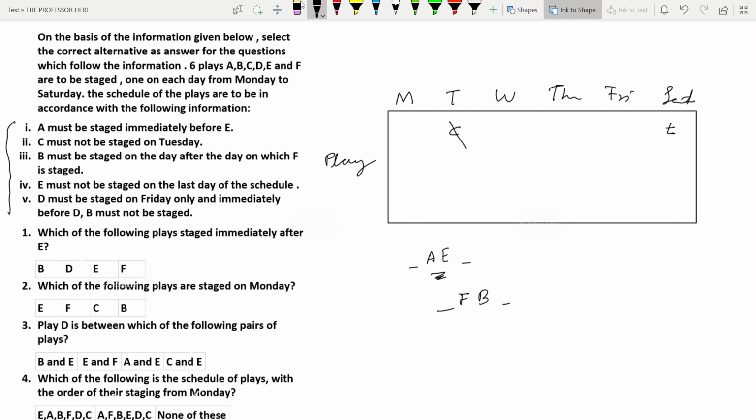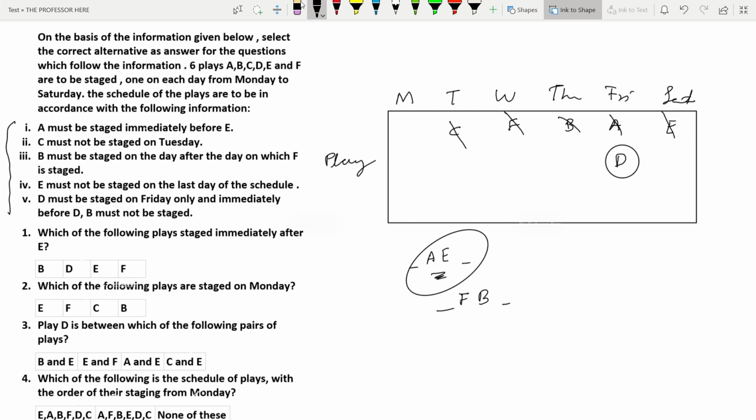Point number 4, E must not be staged on the last day of the schedule. So on Saturday, E should not be scheduled, which automatically means A cannot be here on Friday because A and E are always together. Point number 5, D must be staged on Friday only. So we get the corresponding day for D, which is Friday. We will circle it so that we know that this is the right answer, D. Now the next point is that immediately before D, B must not be staged. So B can't be here, which automatically means F cannot be here too, since F and B are together. So we have run through the 5 points and the table is right now in this condition.